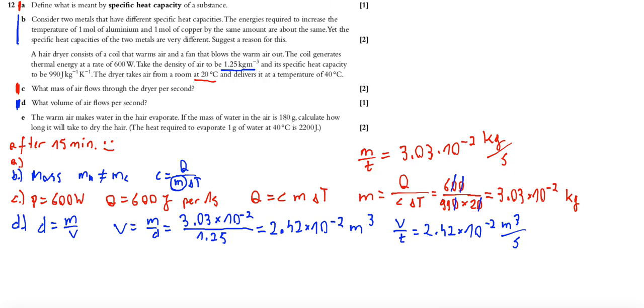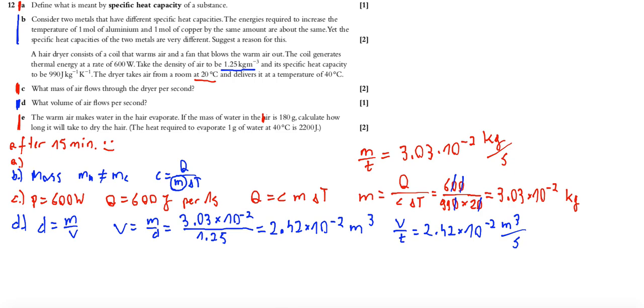Okay. And the last one, red color E. The warm air makes water in the air evaporate. If the mass of water in the air is 180 grams, calculate how long it will take to dry the air. The heat required to evaporate 1 gram of water at 40 degrees is 2200 joules. Okay, it should be mass of water in air, not air.